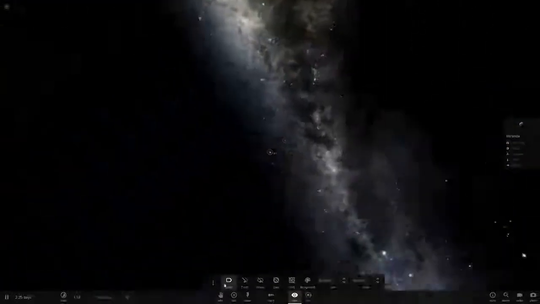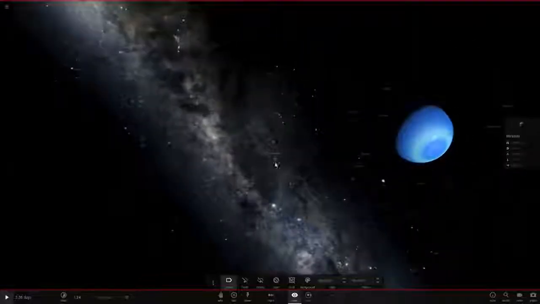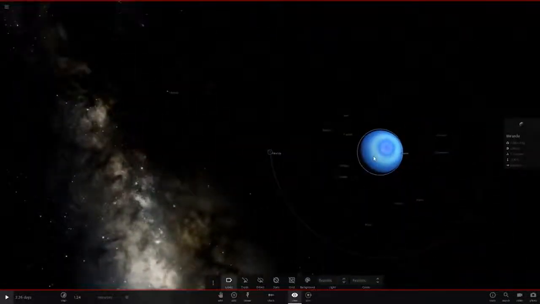So the theory with this is that it got hit by some asteroid or something. So it probably would have been closer to Uranus at this point. So let's remove the moons. And probably all these moons here in the ring system probably would.